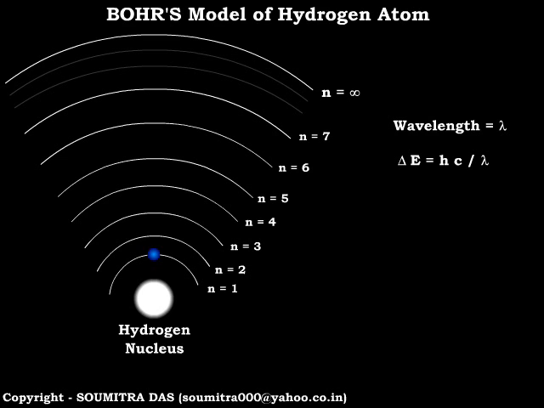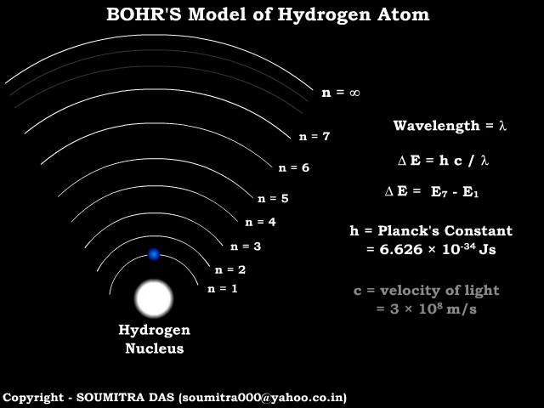divided by lambda, where delta E is the difference in energy of the level from where the electron is dropping to where it is actually dropping. h is the Planck's constant and c the velocity of light.